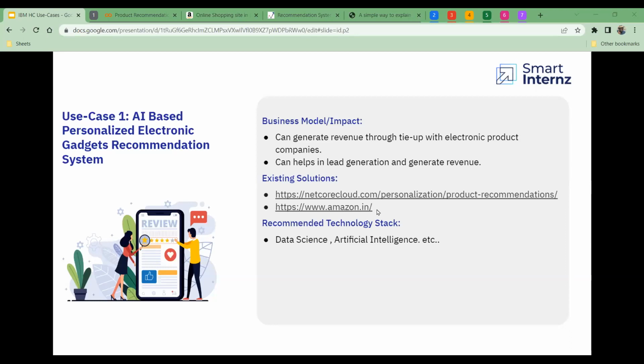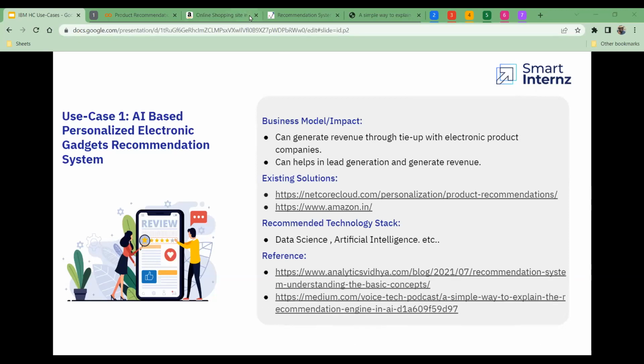But to build this product, we can see some references. These are two references. This is the first one.